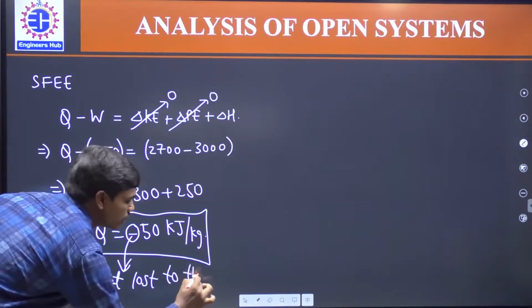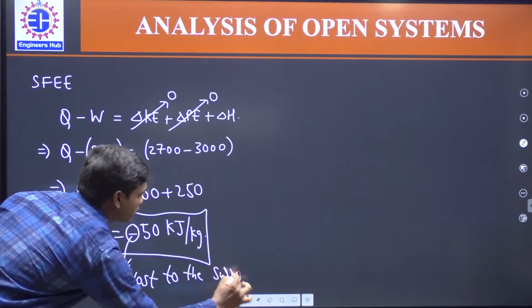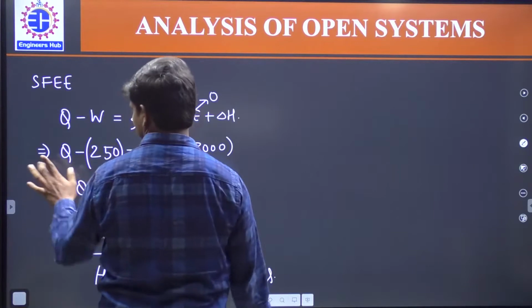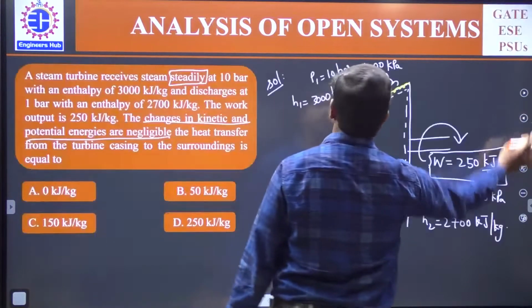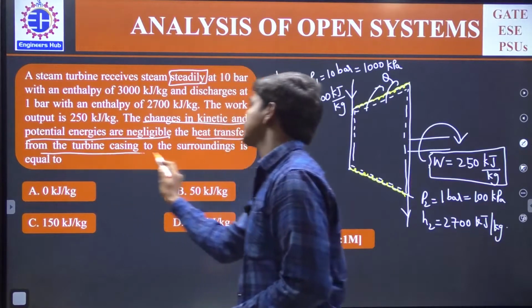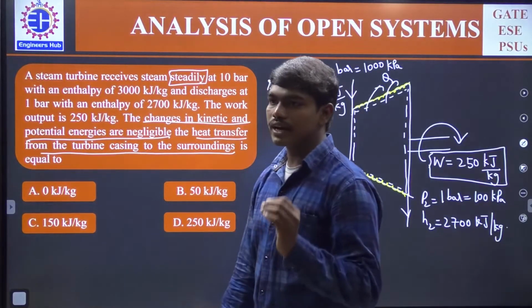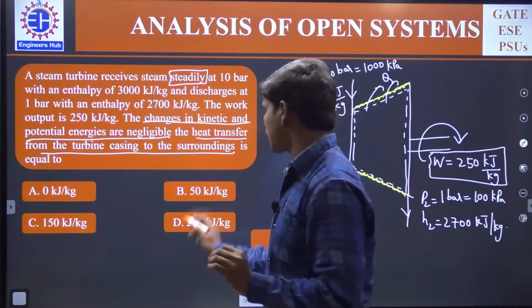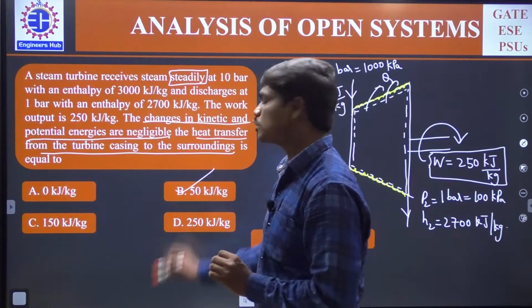Heat lost to the surroundings. Correct? See, in the question it was mentioned the heat transfer from the turbine casing to the surroundings. Means definitely whenever you're evaluating Q, you should get a negative value for Q. And that's what we exactly got as 50 kilojoule per kg.